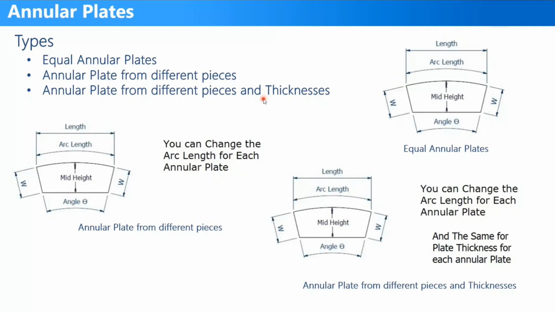That's in case, let's say, you have a clean outdoor that requires an annular plate with a different thickness from the other annular plates. So you will use this type, which is annular plate from different pieces and thicknesses. So you can define the annular blade for the clean outdoor, controlling the arc length and the thickness of this one. Okay.